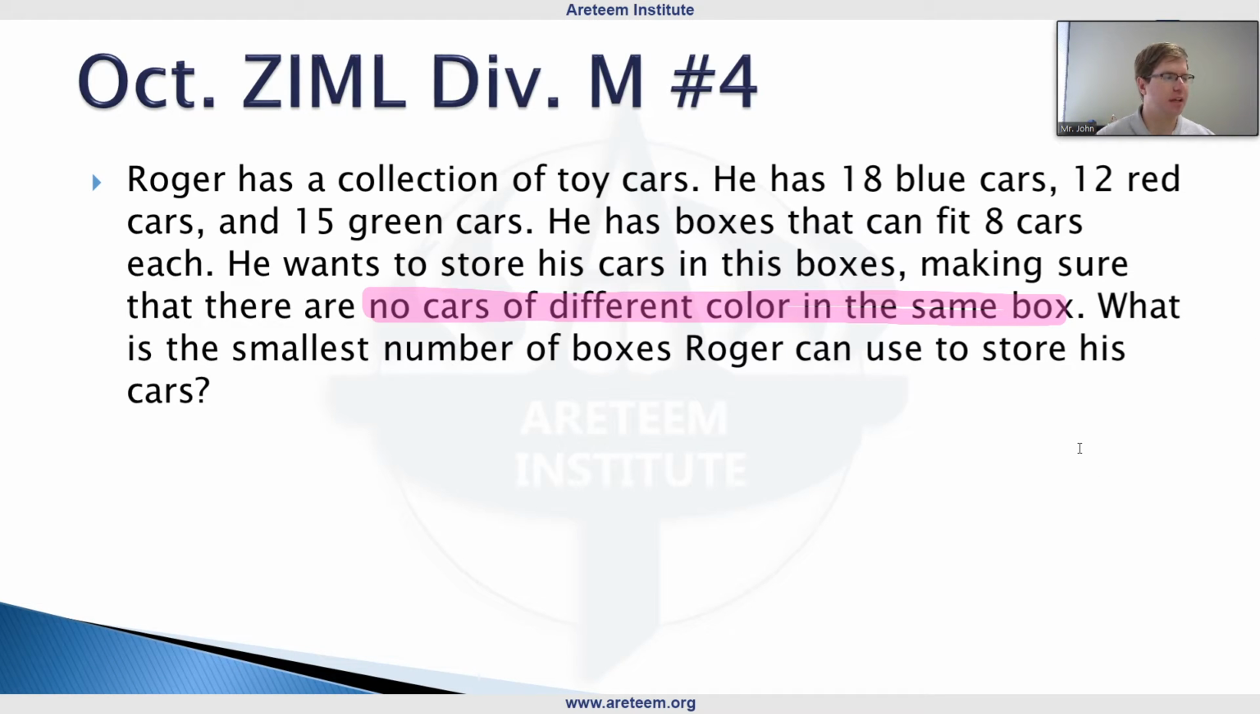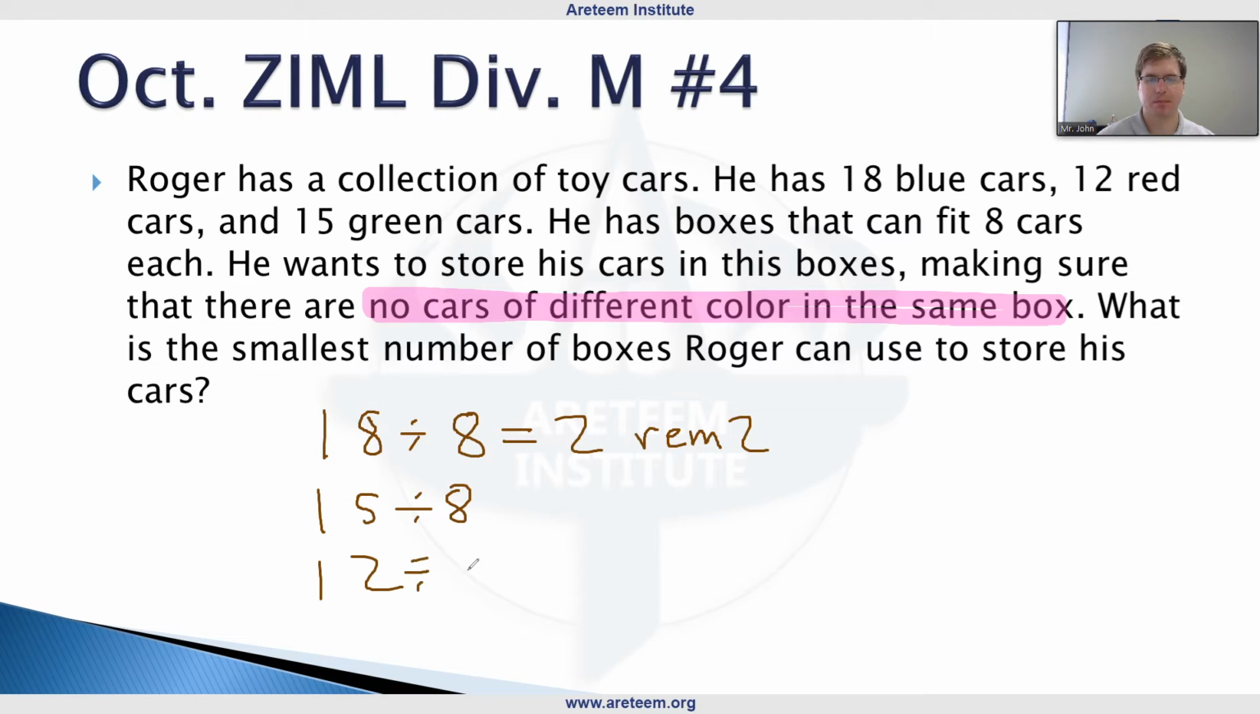Good, showing a little bit of work. So Kevin, thank you for your answer as well. When we have the divisions here, we're doing 18 divided by 8. For the blue cars, this is 2 with a remainder of 2. And then we could do similar calculations, 15 divided by 8 and 12 divided by 8. Both of these are 1 with their own respective remainders, remainder 7 and remainder 4.